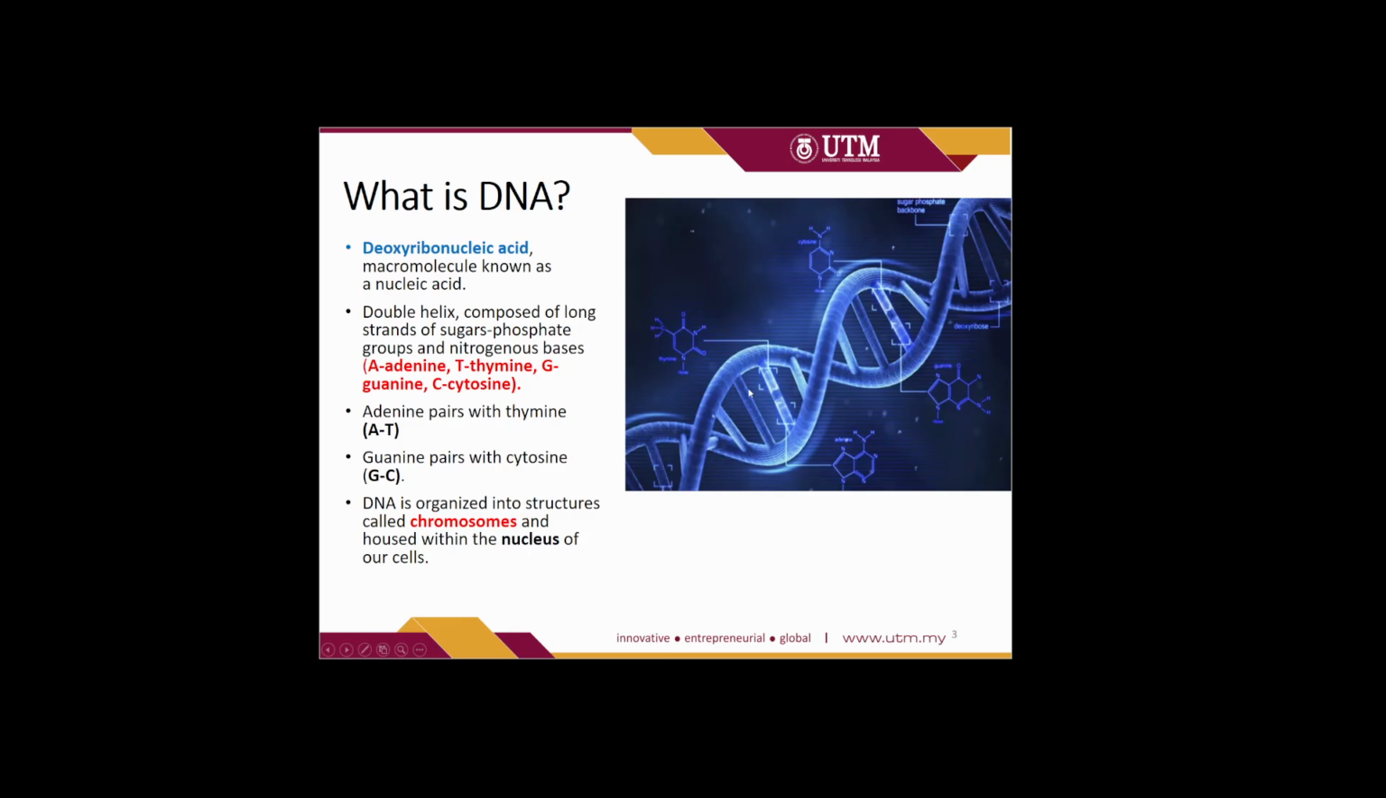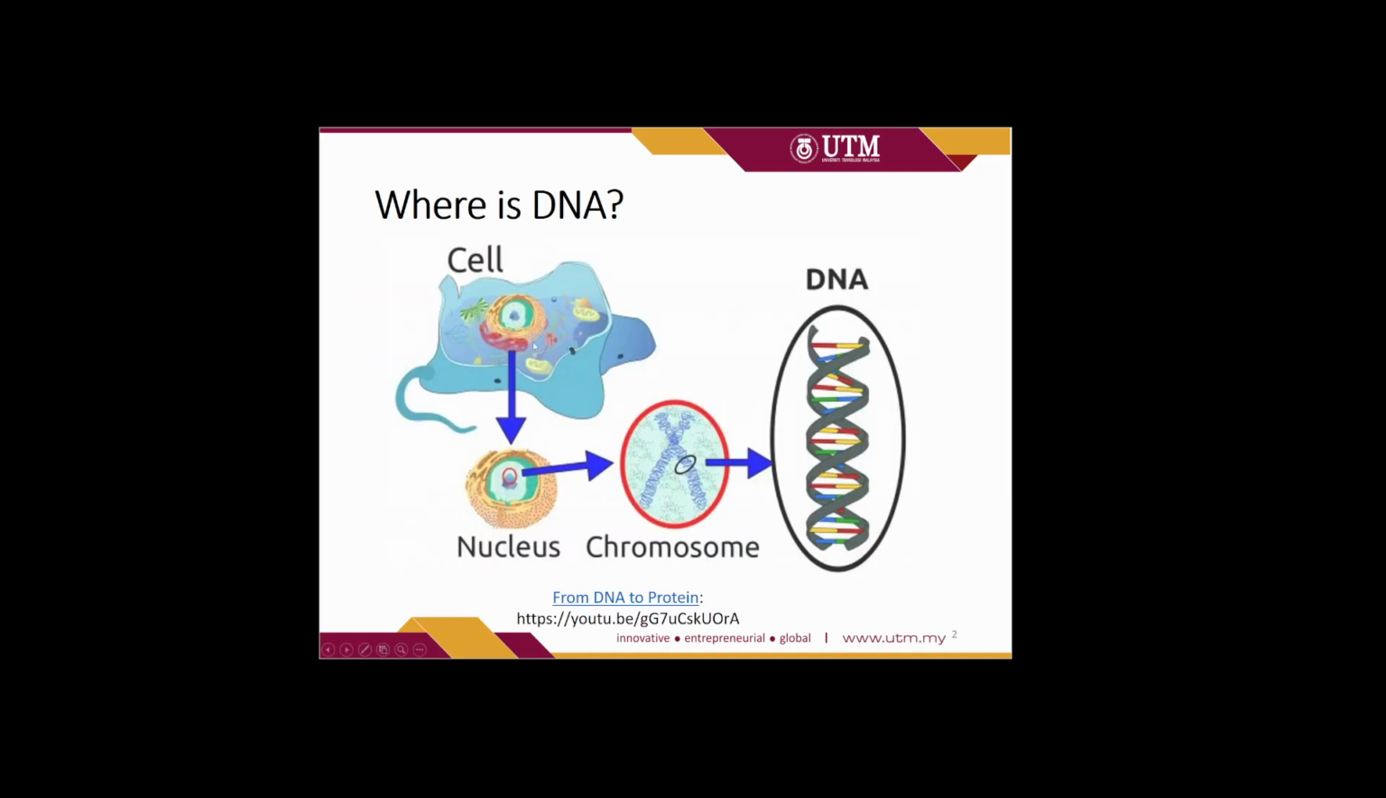Usually the nitrogen bases in DNA are adenine and thymine, which bind to each other by a double bond, and also guanine and cytosine, which are paired to each other by a triple bond, 1 sigma bond and 2 pi bonds. DNA is organized into a structure called chromosomes. Its location is that it is housed in the nucleus of the cell.